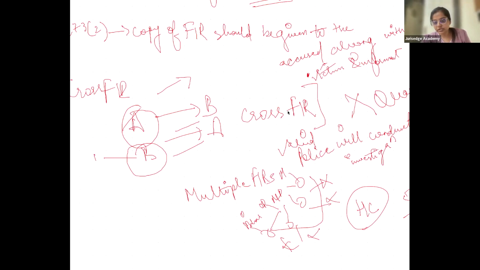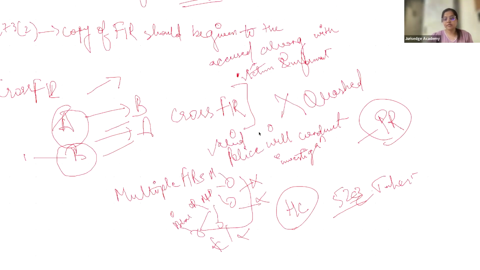Ma'am, regarding reverse burden, generally there is a presumption of innocence. Ma'am, even in PMLA, reverse burden is there, right? Yes. Ma'am, are cross FIR and counter blast the same? I am not aware about counter blast. I'll confirm it tomorrow. PMLA is also one of the reverse burden acts. Yes, I was only able to recall POCSO and NDPS.